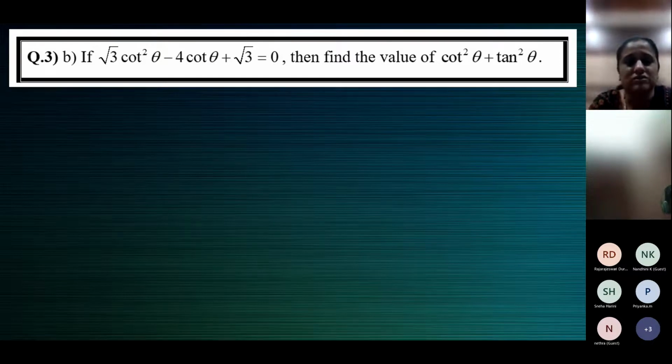So the situation: cot theta is x, then a quadratic equation, solve for x. The two values of x are the two values of cot theta. Using that, you can find theta. And once you find theta, you can evaluate cot square theta plus tan square theta.